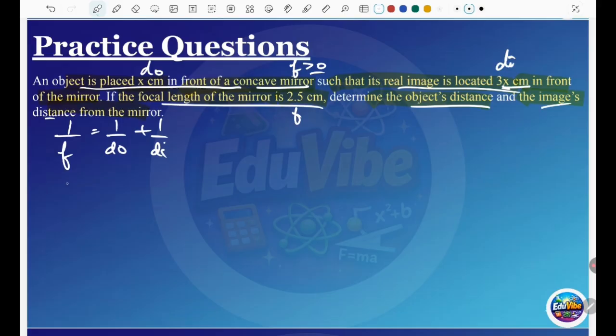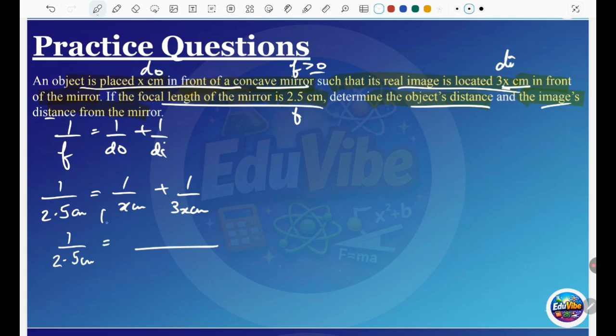this one, and you put the values in, which is 2.5 centimeters, DO is x centimeters, plus DI is 3x centimeters. So you start solving this. You get the common denominator, where you multiply this by 3 and this also by 3. So we'll get 3x, which is 3 plus 1, which is 4. Now you're just doing the cross multiplication. So 2.5 multiplied by 4, which we get 10, is equal to 3x.